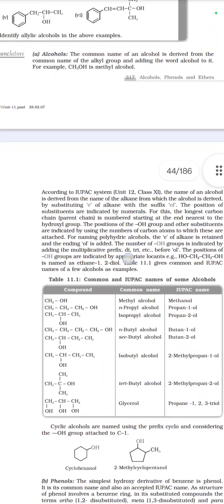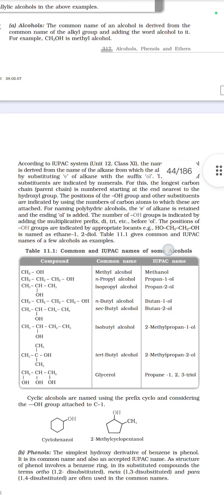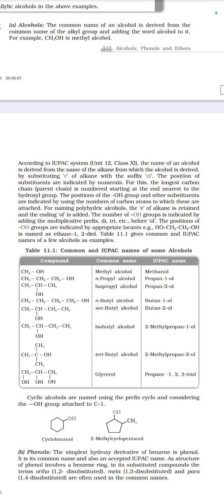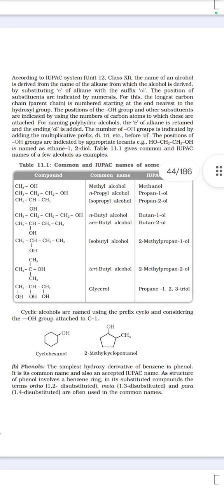Nomenclature. Alcohols. The common name of an alcohol is derived from the common name of the alkyl group by adding the word alcohol to it. For example, CH3OH is methyl alcohol. According to the IUPAC system, Unit 12, Class 11, the name of an alcohol is derived from the name of the alkane from which the alcohol is derived.